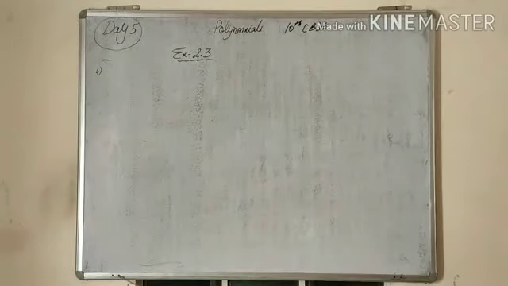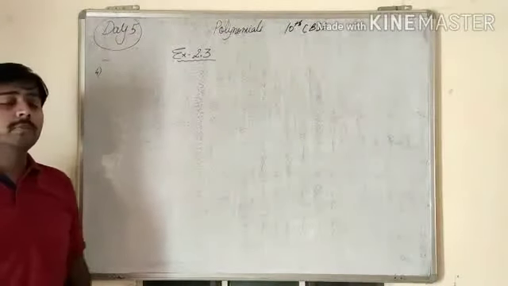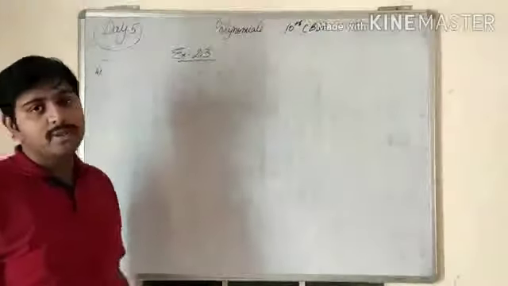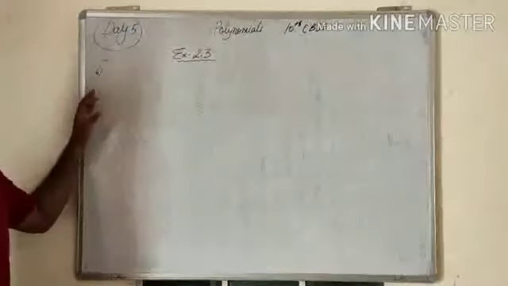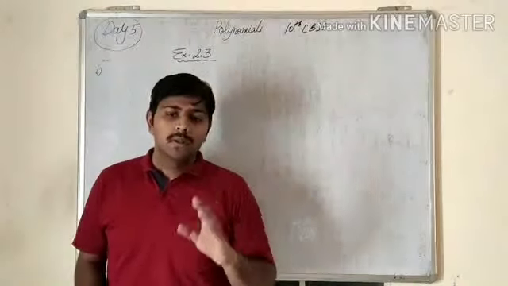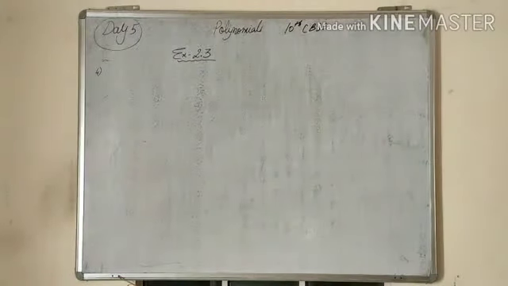Hi friends, today is day 5 of chapter 2, Polynomials, for class 10 CBSE. Exercise 2.3 is going on. We will start question number 4. Yesterday we did up to 3 questions. Today we will start question number 4. Let's see on the board.